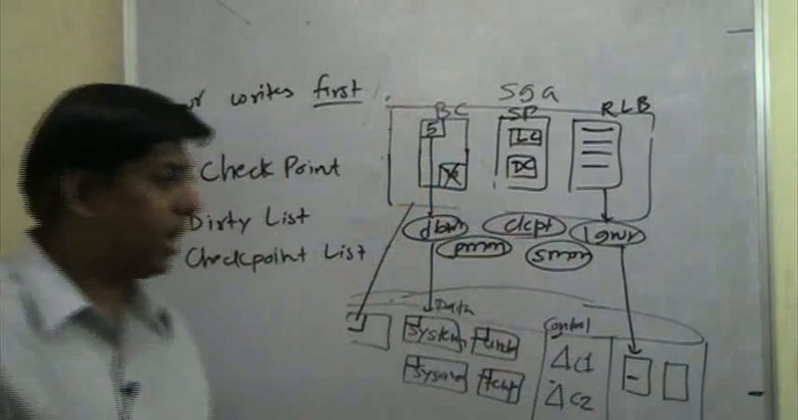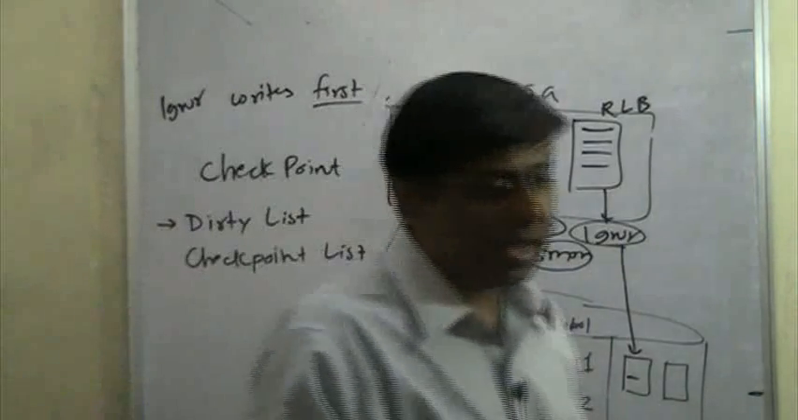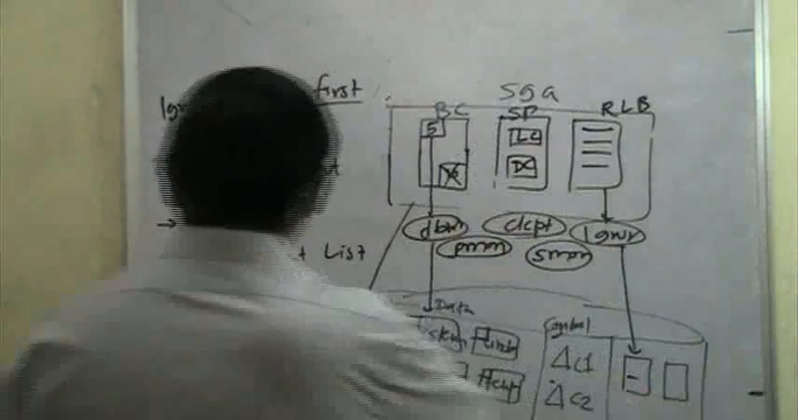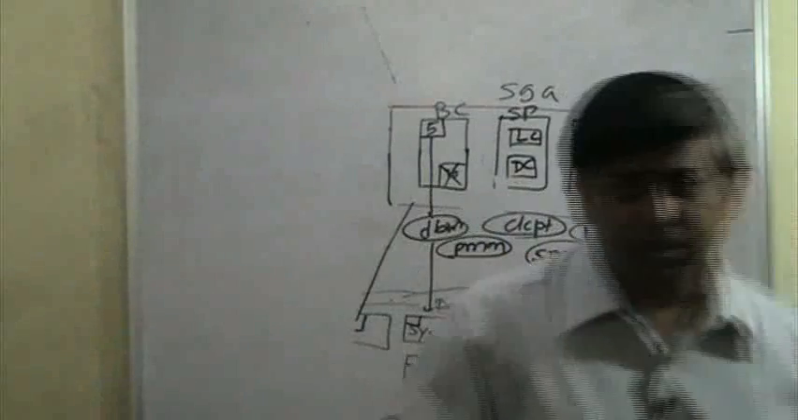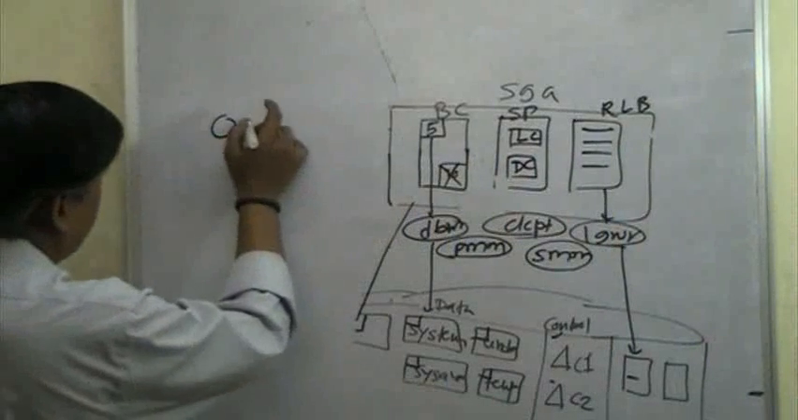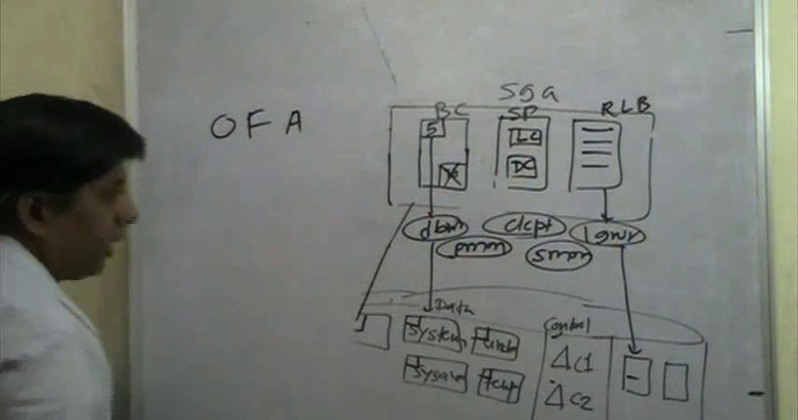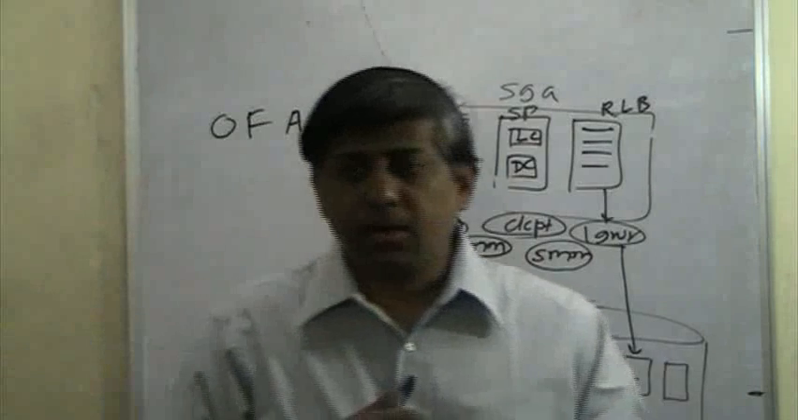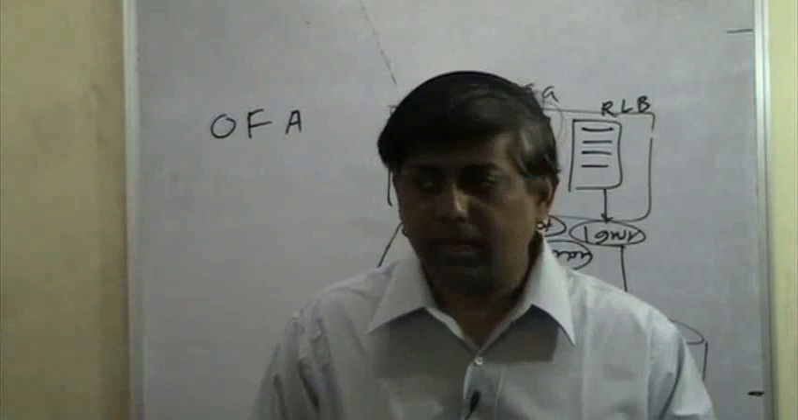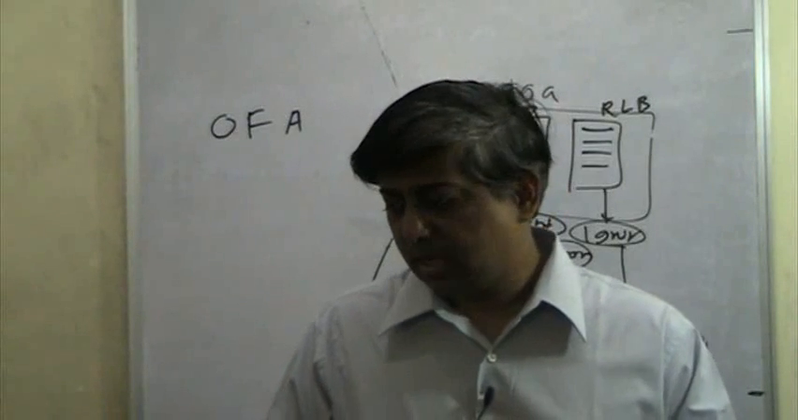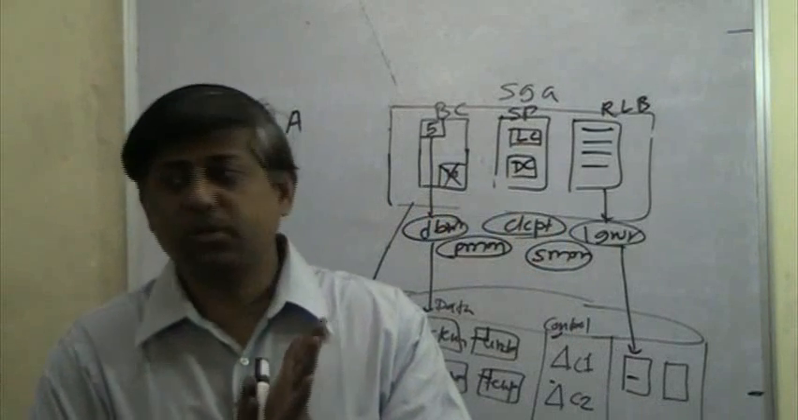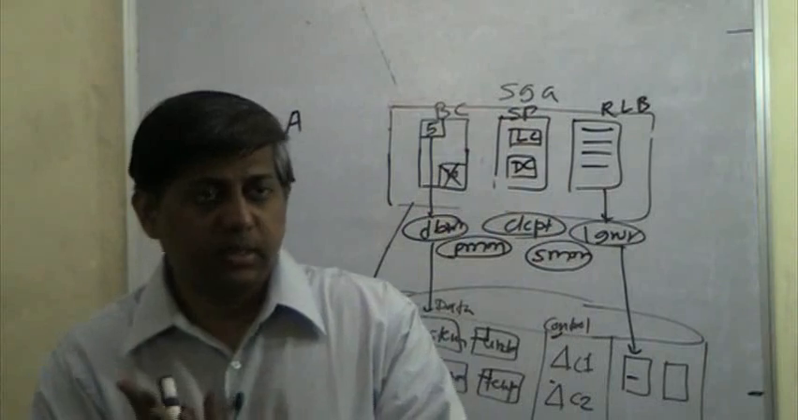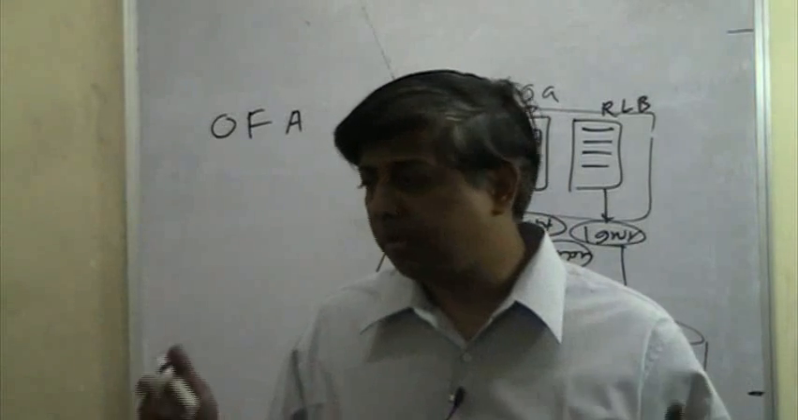The next question that I have, what is the meaning of OFA? What is the meaning of optimal flexible architecture? It is just a guideline. Optimal flexible architecture, it is just a guideline on how to install the Oracle database, what are the directories, where the software should be installed. All that stuff is a guideline for optimal flexible architecture.